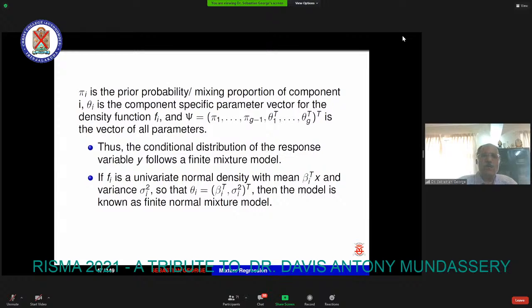If f i of y is a univariate normal density with the mean beta i transpose x and the variance sigma i squared, so that theta i is equal to beta i transpose, I have kept a beta i transpose to make it a column, then the model is known as the finite normal mixture model. And this finite normal mixture model is a big area, and sometimes people call it GMM, the Gaussian mixture model. That is an important topic for people working in computer science.